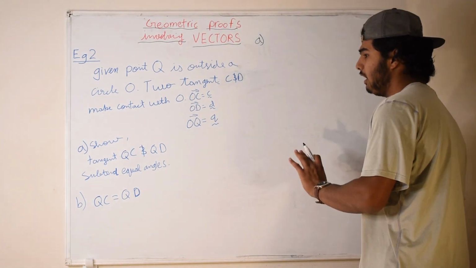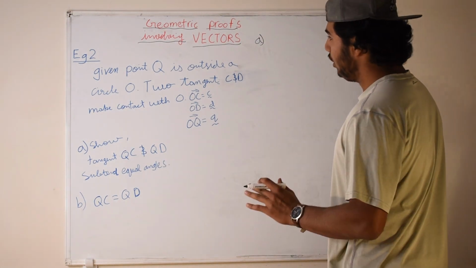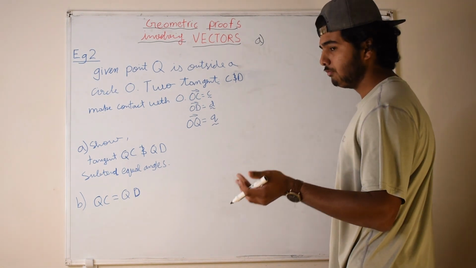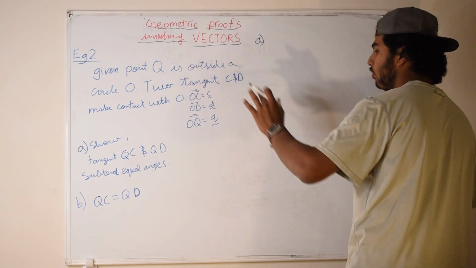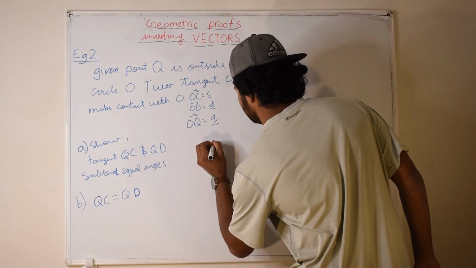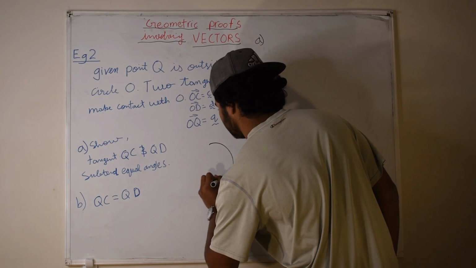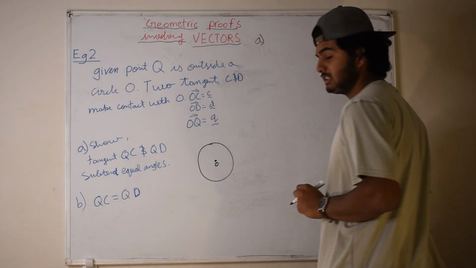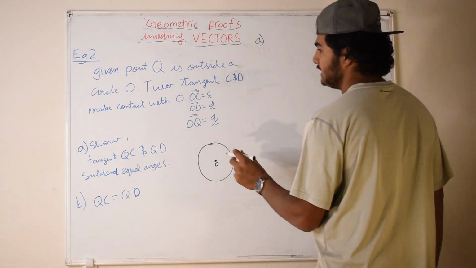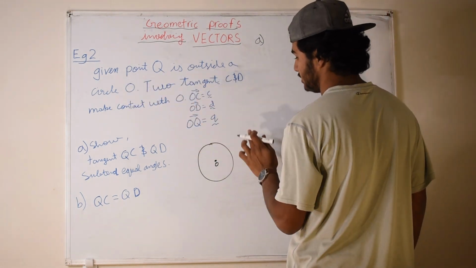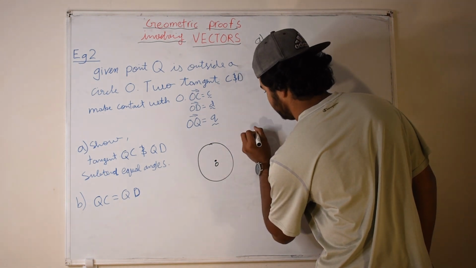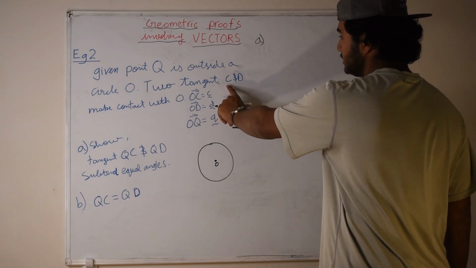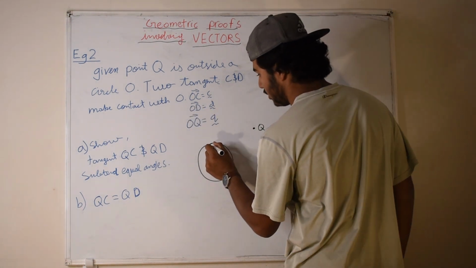So before we start any of these questions, we need to understand what the question is really asking us. So let's just draw this. Let's say we have circle O, with O being the center of the circle. It says given point Q is outside a circle O. So let's say the point is somewhere over here. This is point Q. Two tangents C and D make contact with O. So tangent 1, this can be C.